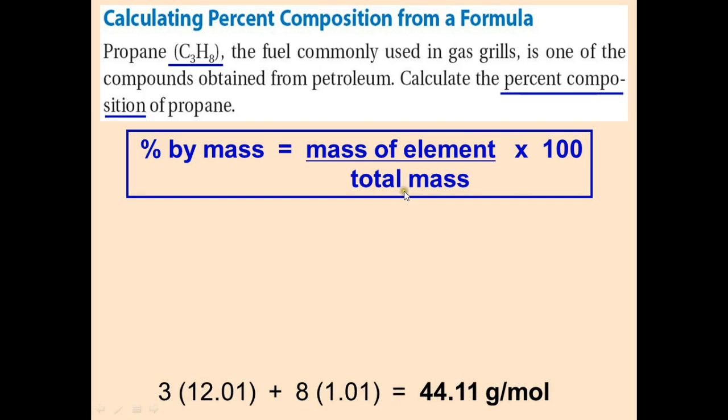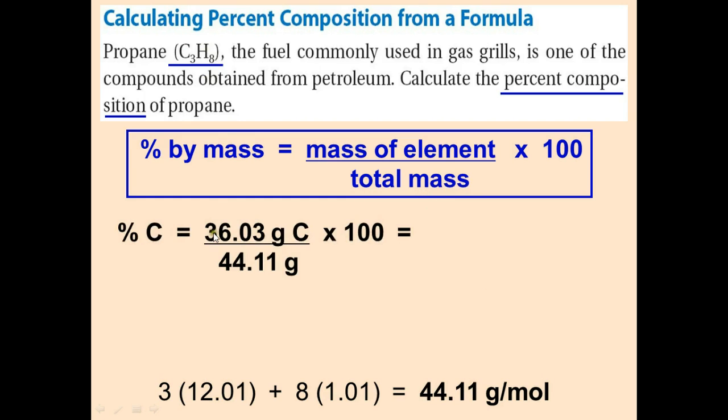So again, we have the formula, mass of an element divided by total mass times 100. So here we have the calculations to find the total molar mass of this. So we have 3 carbons, so 3 times carbon's atomic mass from the periodic table, plus 8 times 1.01, which is the atomic mass of hydrogen, and we get this number. So that's the total mass that goes on the bottom of the fractions.